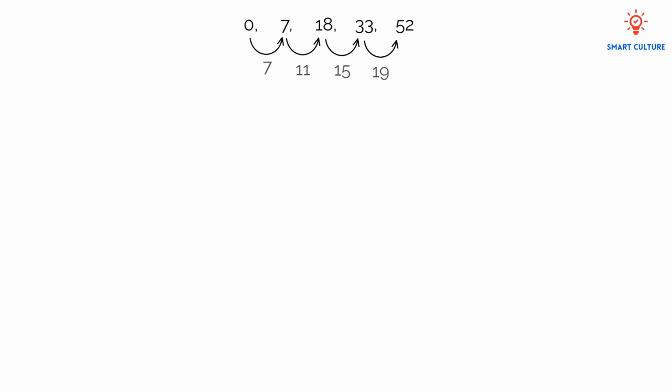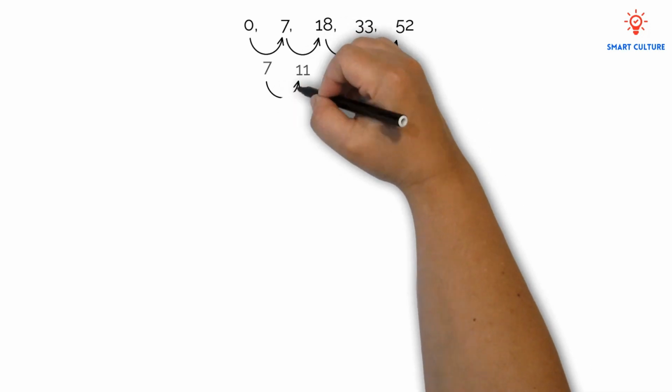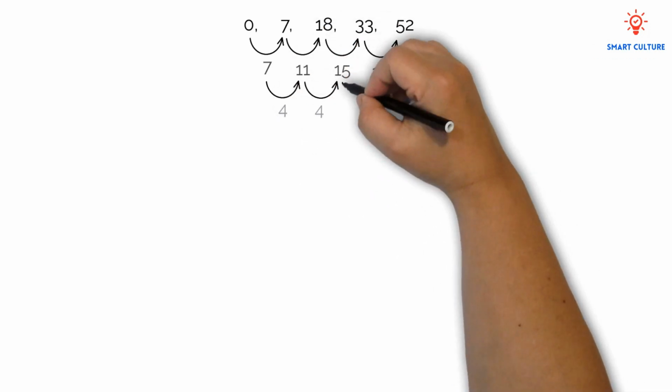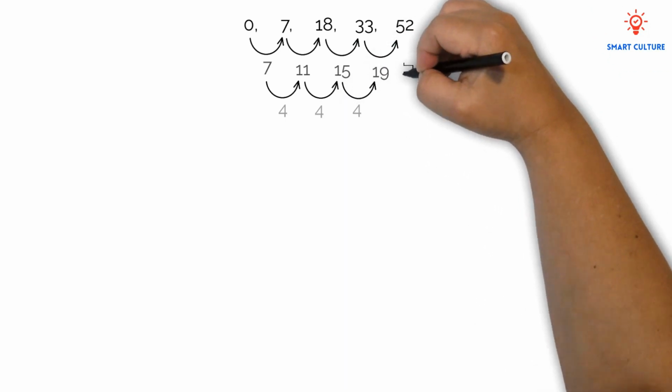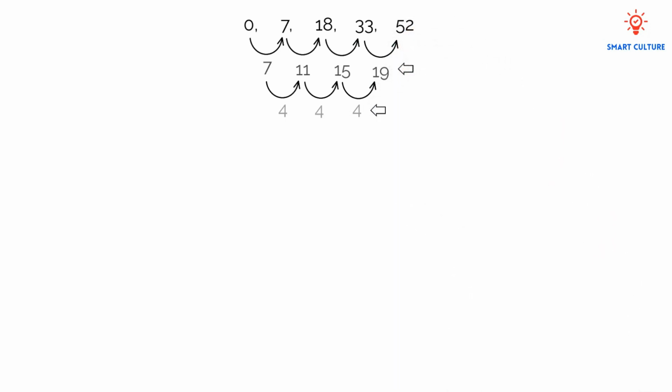Let's move on to the second difference. Now we want to determine the second difference, and you'll see that there is a constant second difference. The difference between 7 and 11 is 4. The difference between 11 and 15 is also 4. And the difference between 15 and 19 is also 4. So here we have the first difference, and here we have the second difference.